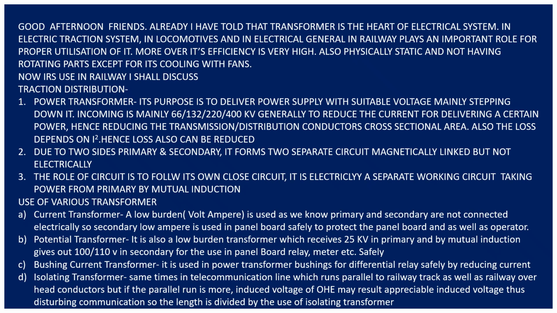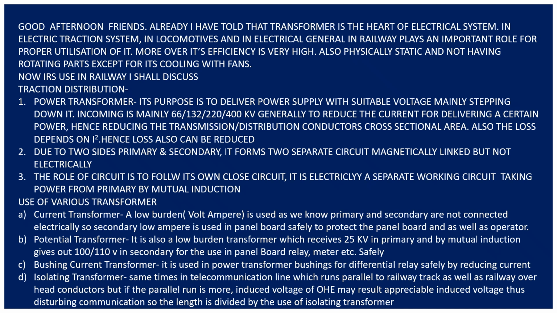Current transformer: a low burden or low volt-ampere transformer is used. As we know, primary and secondary are not connected electrically, so low secondary current is used in the panel board safely, to protect the panel board as well as the operator.